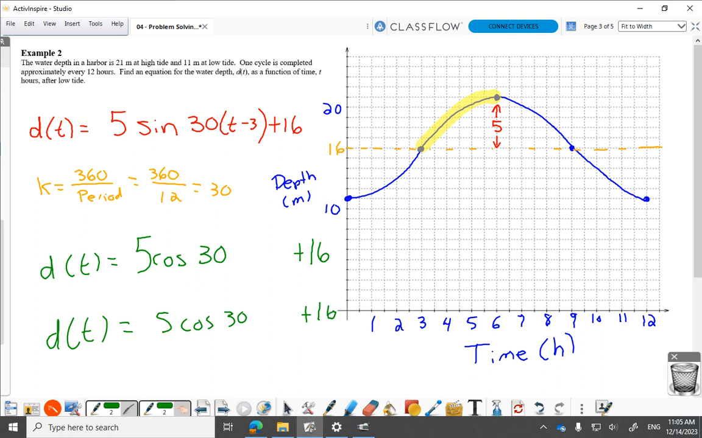Where does cos normally start? 1. Yeah. The top. Where's the top here? That's at 6. So I could go right 6. That could work. I challenge you to say I can make one without a phase shift. I can do something different with cos.